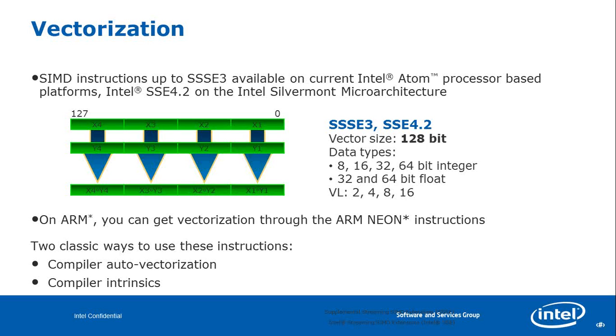So this is how you are forcing your compiler to use some of the optimization steps for that particular platform, like SSE 4.2 for the Bay-Trail platform from Intel. And the other is the compiler intrinsics.